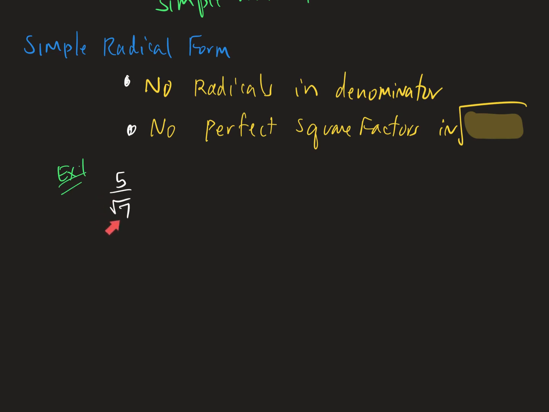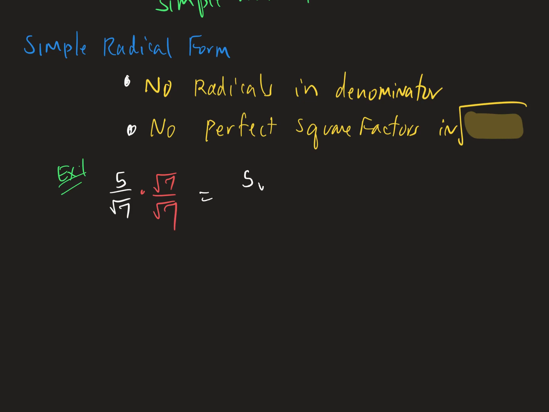5 over the square root of 7. Well, we can't have radicals in the bottom if it's in simple radical form. So we'll multiply by the value of 1 in the form of the square root of 7 over the square root of 7. We always choose the radical that's in the denominator. You multiply by that radical over itself. Multiplying by 1, we won't change the value at all, but we will change the form.